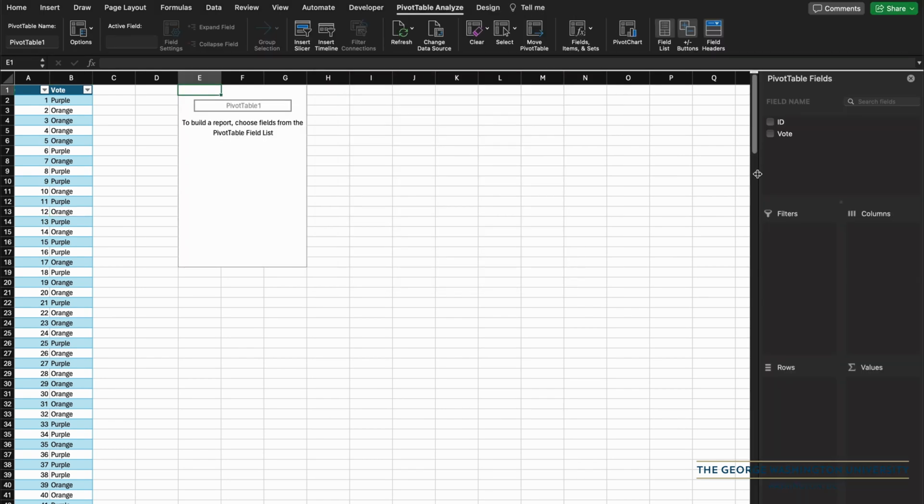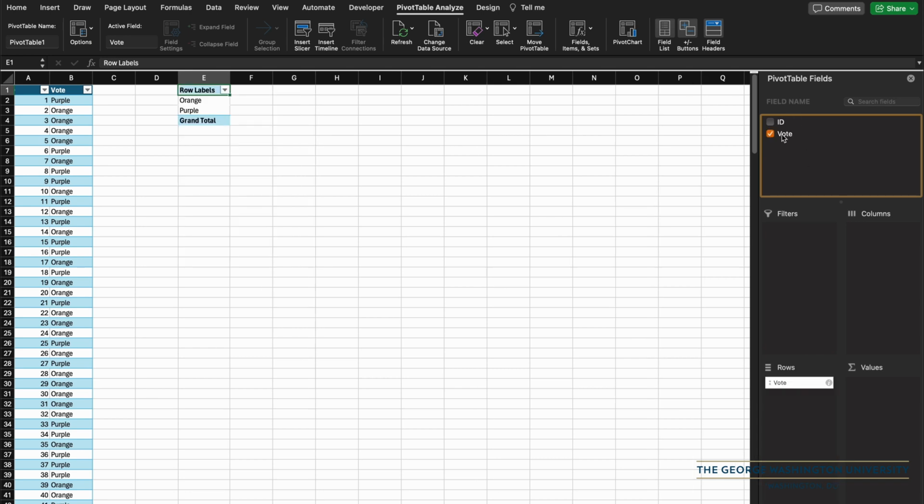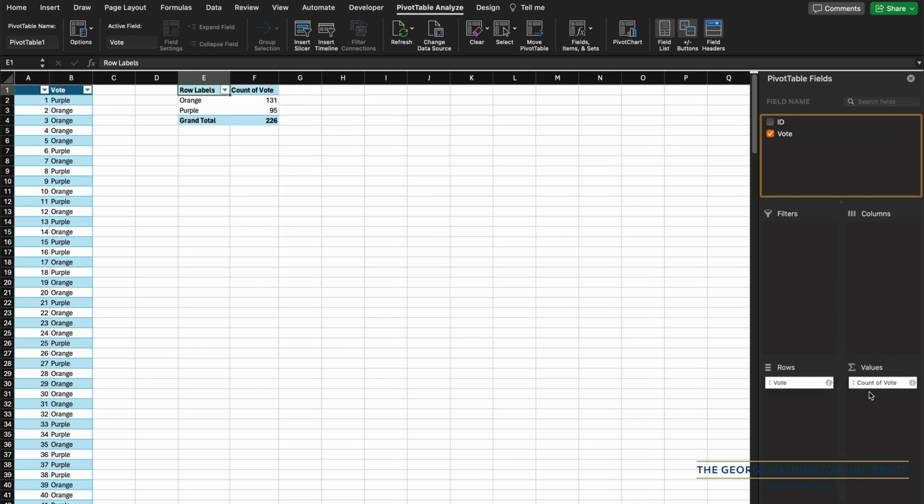And on the right hand side at the top, I see my two columns, ID and Vote. Vote is obviously the one that I'm interested in. So I'm going to take it, hold down my mouse button, and drag it down to Rows. And I'm going to take it again and drag it to Values. By default, it is the counts, and that's exactly what we're interested in. And we see of our sample here, 131 people chose orange and 95 chose purple.